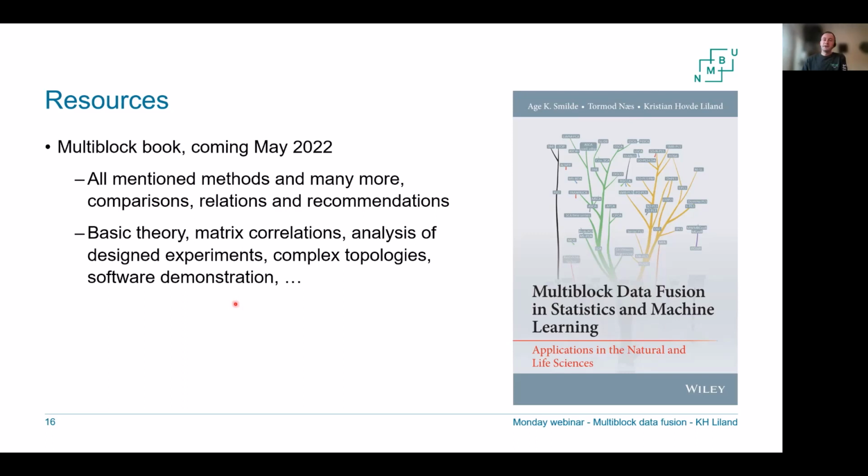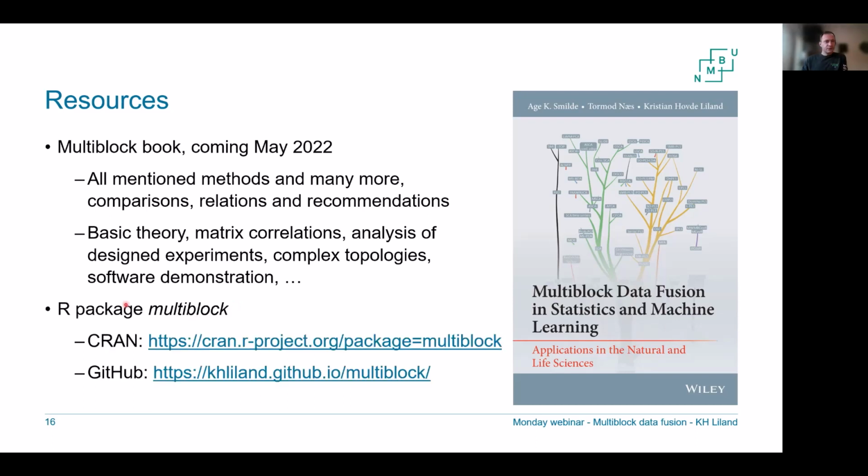And the main software there is a multi-block R package. This one is already available on CRAN and on GitHub, so you can test it already. It contains, I think, more than 20 different multi-block methods in addition to some of these more basic methods. And it has common interfaces for most of the methods, so it's easy to test one method and just switch to another one and continue from there.